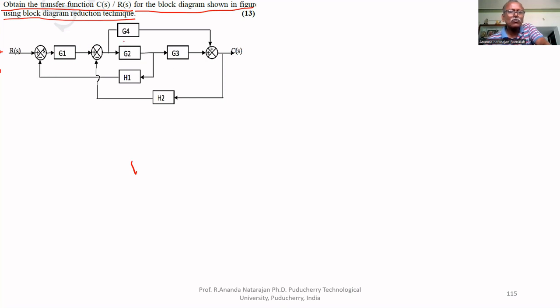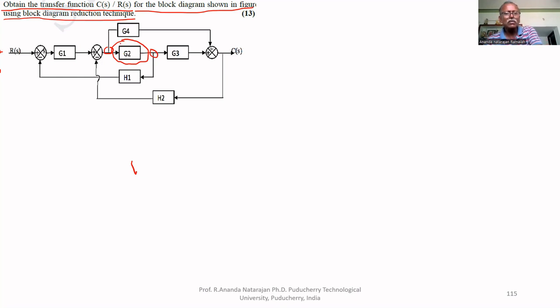So this is the innermost part. First, we have to find the innermost part and simplify it. We have to remove this feedback, or remove this forward path. Both are not possible, because this feedback is a hurdle to remove the forward path. Similarly, to remove the feedback, this forward path is a hurdle. That's why this problem has to be solved first.